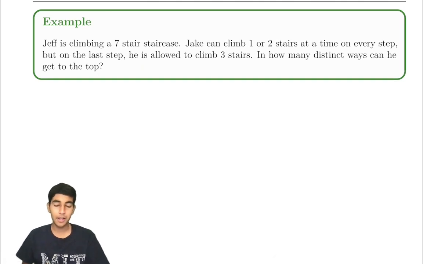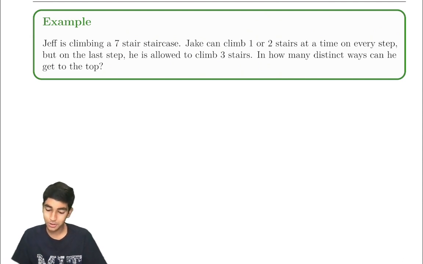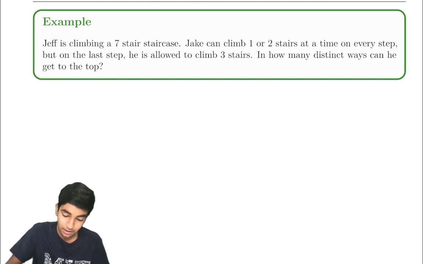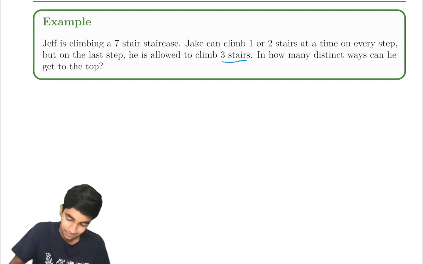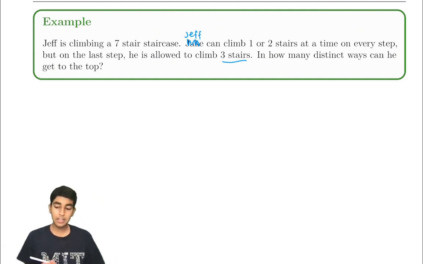Jeff is climbing up a 7-stair staircase. Jeff can climb 1 or 2 stairs at a time on every step. And how many distinct ways can he get to the top?